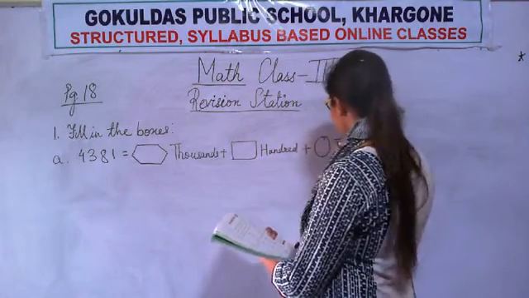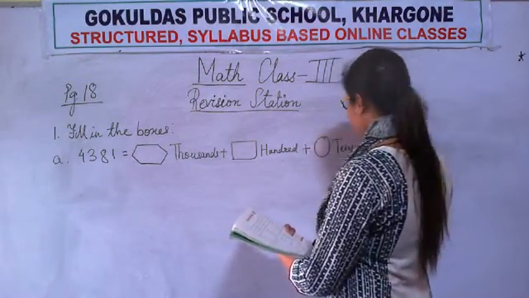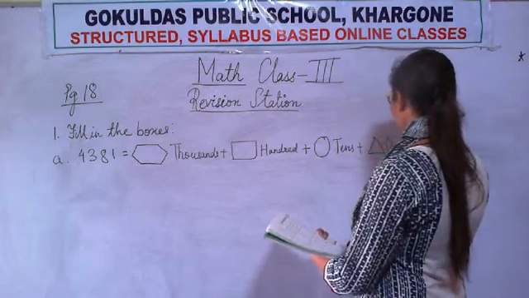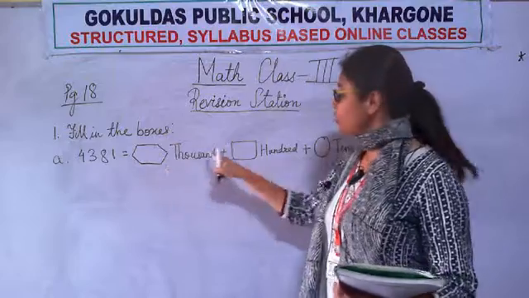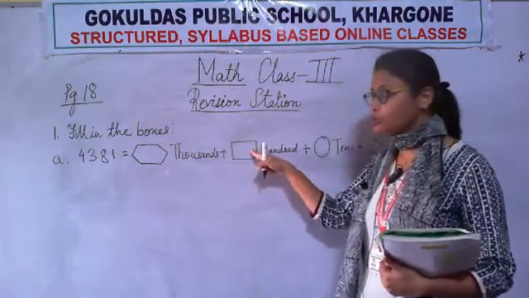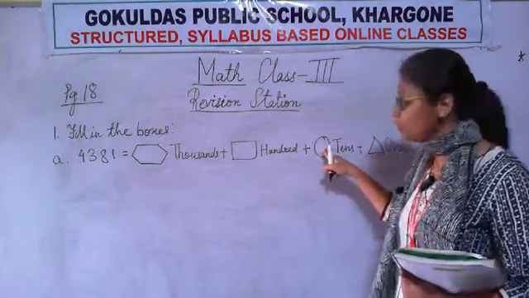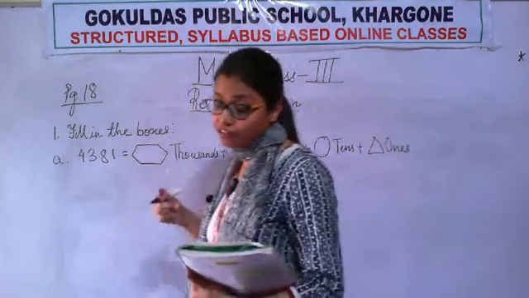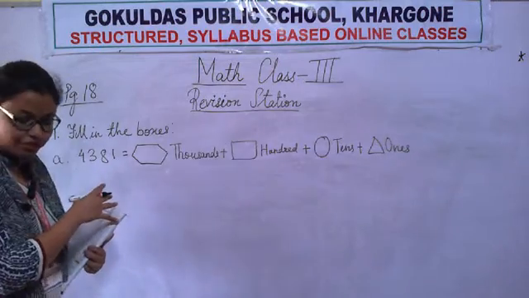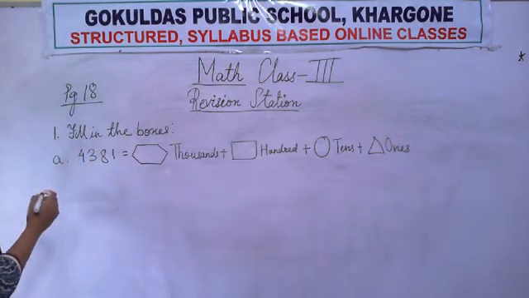Very interesting. See, different types of boxes are given to you. For this, a quadrilateral is given to you. For this, a rectangle or square is given to you. This circle is given to you, and for ones a triangle is given. So we will do it by having fun. I am writing the question first, then we will solve the sums.